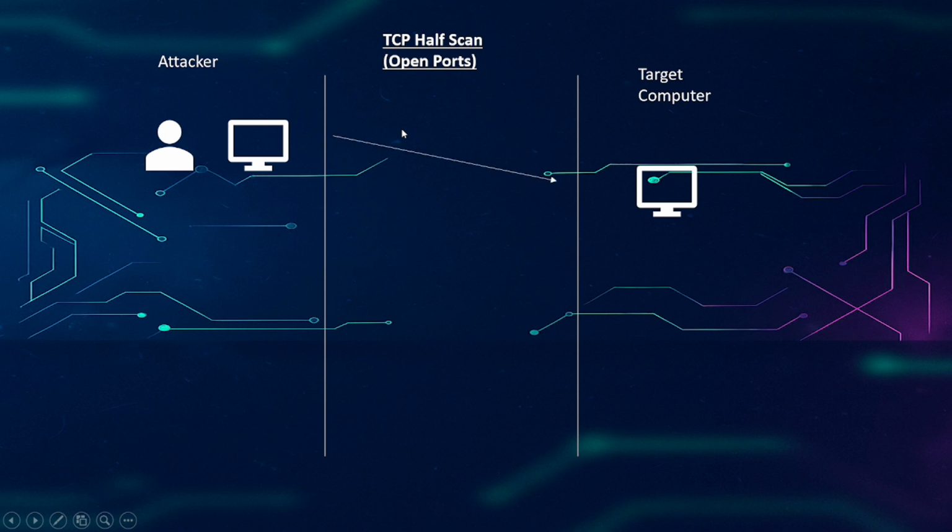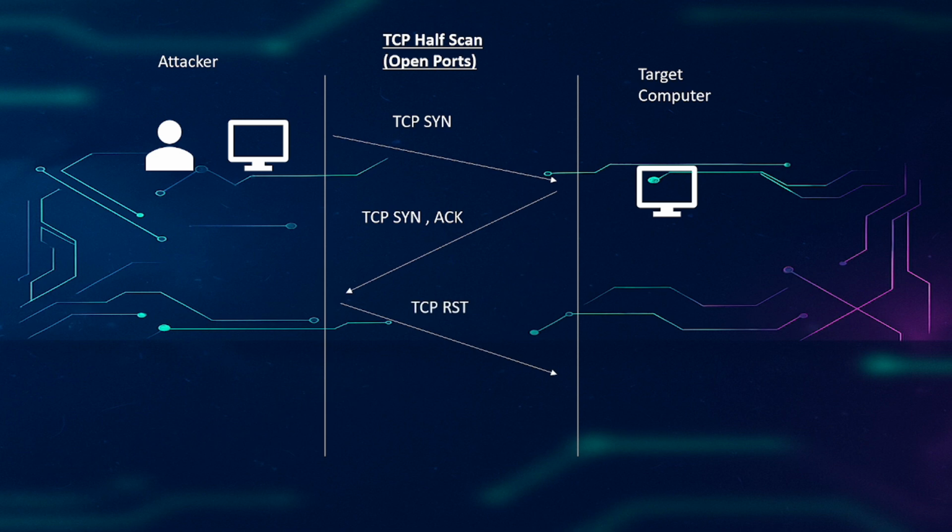For example, the attacker sends a SYN packet, and then the target computer responds with a TCP SYN ACK, which basically says that I received your SYN packet and here's my acknowledgement. But this time the attacker is not going to send back an acknowledgement. It is basically going to send back a reset flag. So basically it's going to be like, you know what, never mind, let's reset the connection. So that is what is going to happen in a TCP half scan.